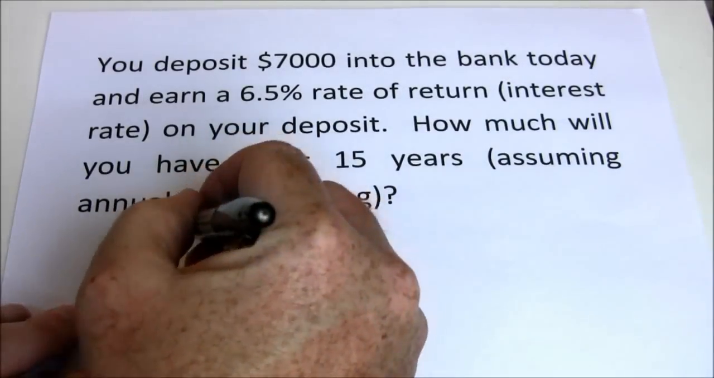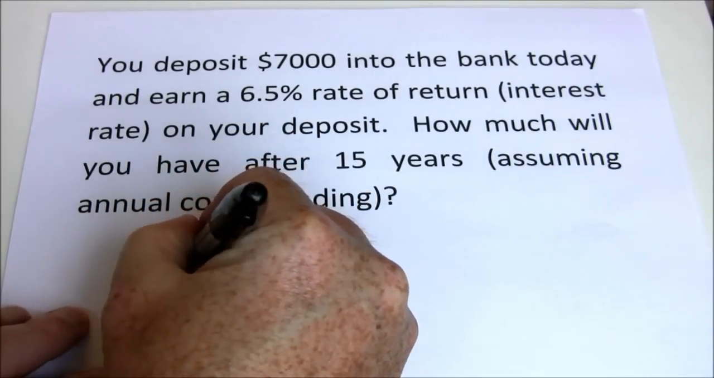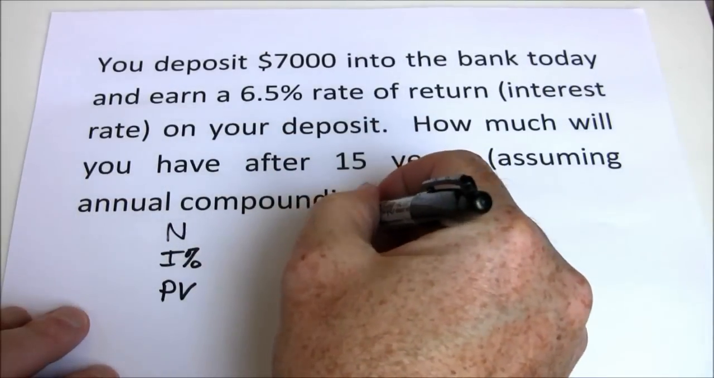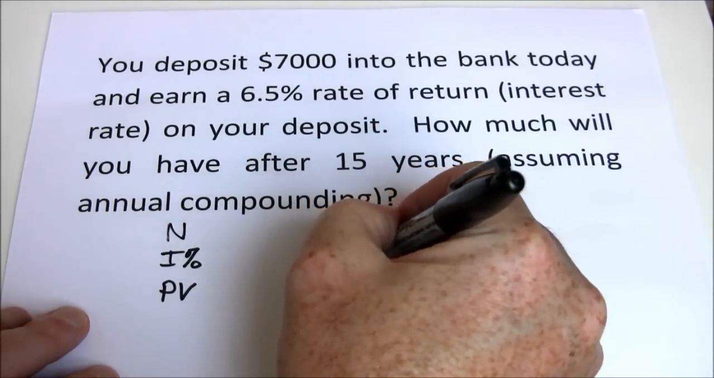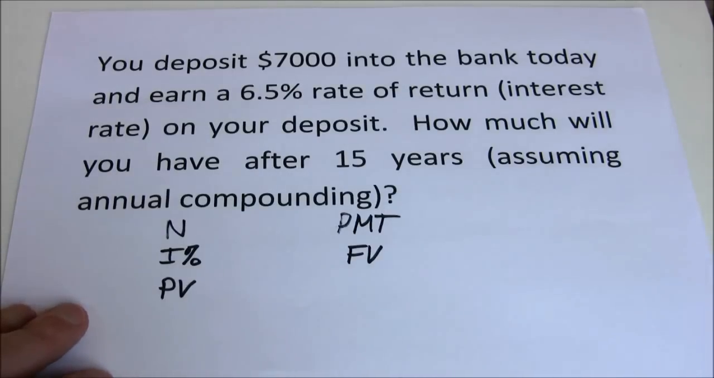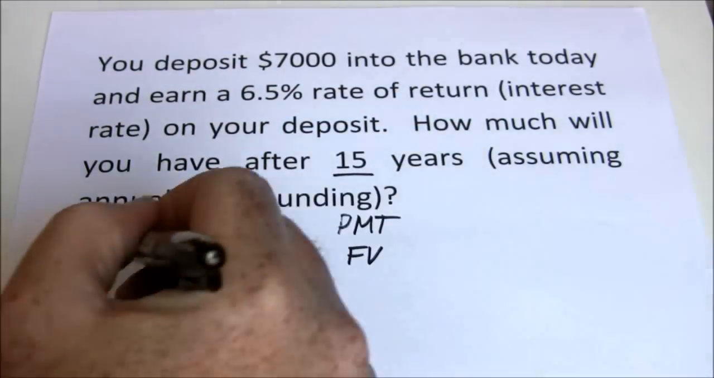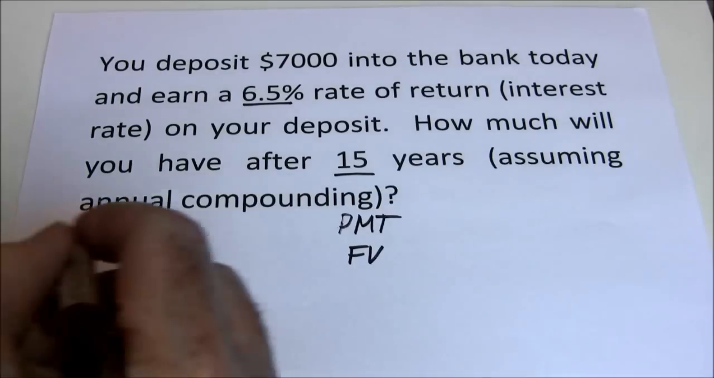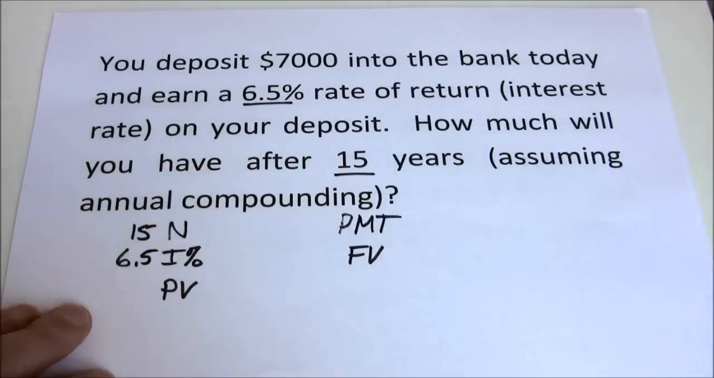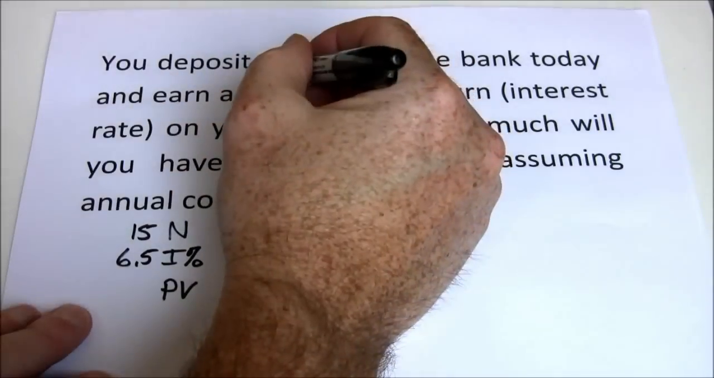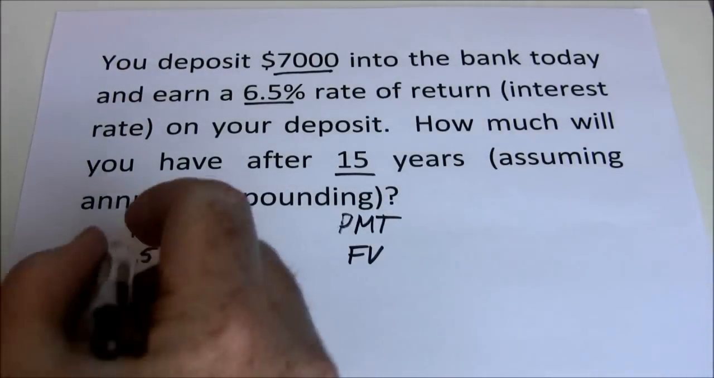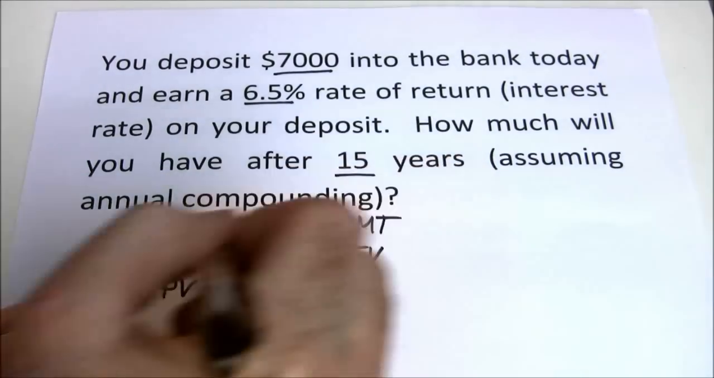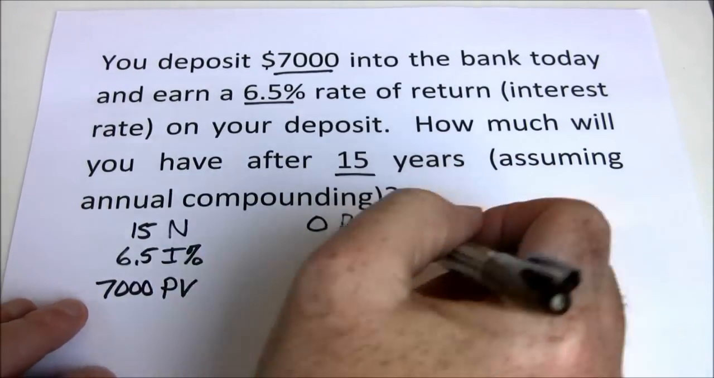So let me just write down these keys. We've got our N, our interest, our present value, our payment, and our future value. Now here, our N is the 15 years. Our interest is the 6.5% rate of return. Our present value is the $7,000 that we're putting into the bank today. We don't have an annuity stream, so we're going to zero that out. And we want to solve for the future value.